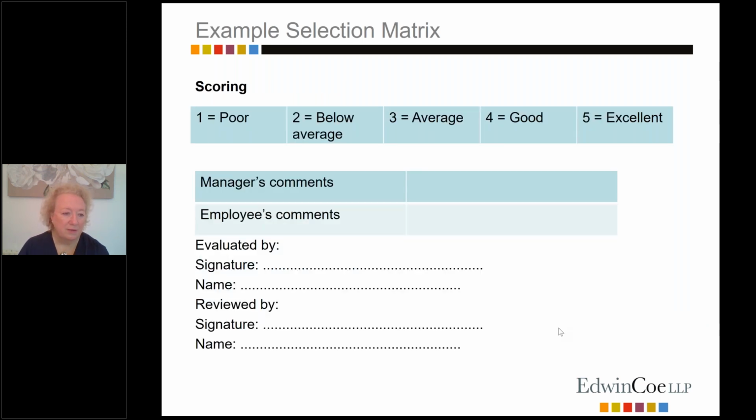So there, shows the scoring system, very simple. The thing to note here is the manager's comments and the employees' comments and the fact that scores have been evaluated by one manager and reviewed by a second manager. Also that the employee has had a space to sign to say that they've agreed the scores. That can be very useful subsequently if the employee brings a claim.